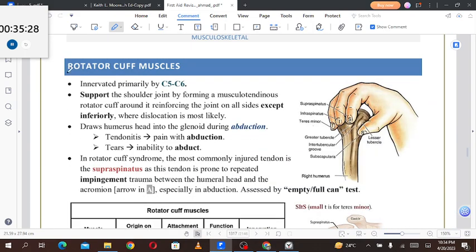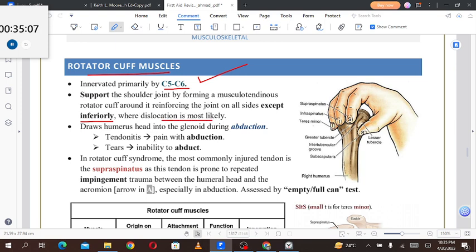Here you can see the rotator cuff muscles. Rotator cuff muscles are innervated primarily by the C5 and C6 nerve roots. So basically they are innervated by the nerves that originate from the C5 C6 nerve roots. They support the shoulder joint by forming the musculotendinous rotator cuff around it, reinforcing the joint on all sides except inferiorly, where dislocation is most likely.